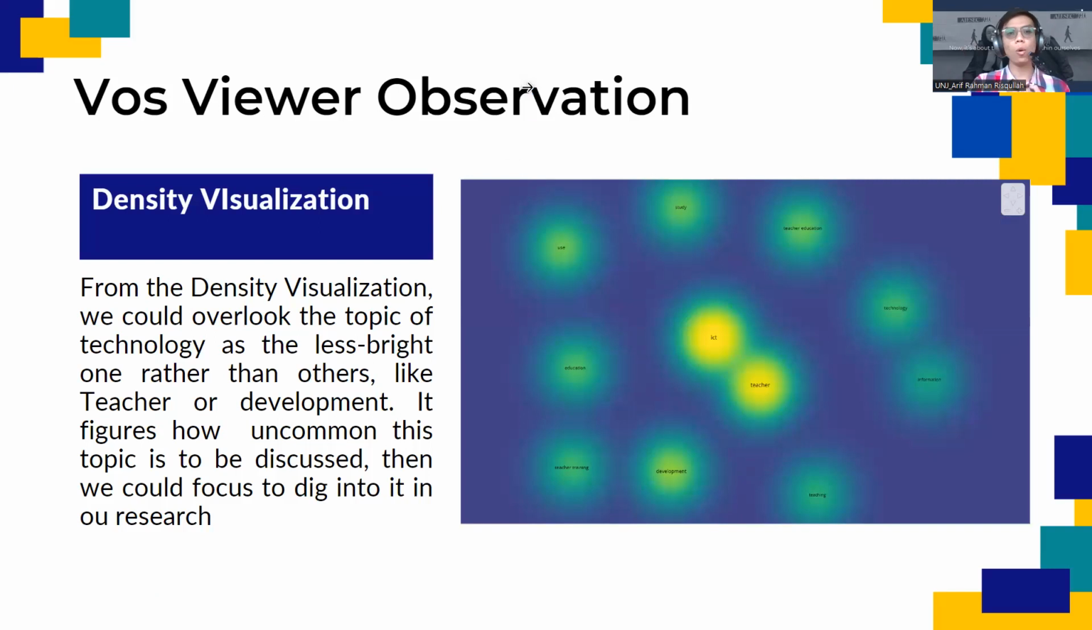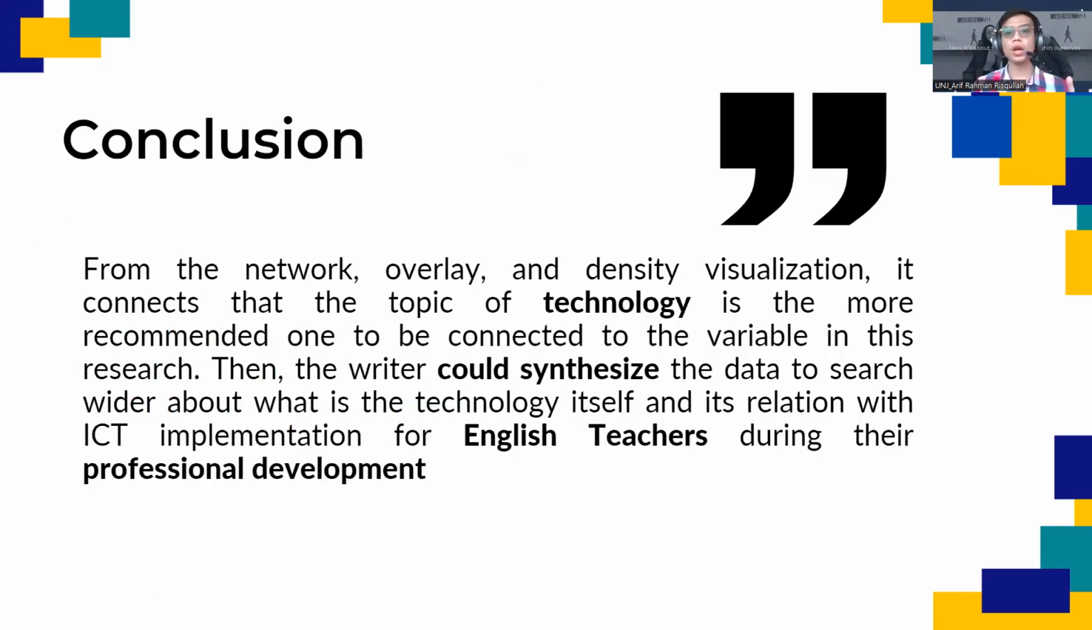And the last part is the conclusions. The conclusion talks about the network, overlay, and density visualizations, which are to be connected to the variables in this research. Then the writer could synthesize the data to search for the ICT implementation for English teachers during their professional development. So my future research would be about professional development in English teaching, especially for teachers as managers for their careers, for their business, or maybe the management of institutions in the future, if they want to be in certain positions.